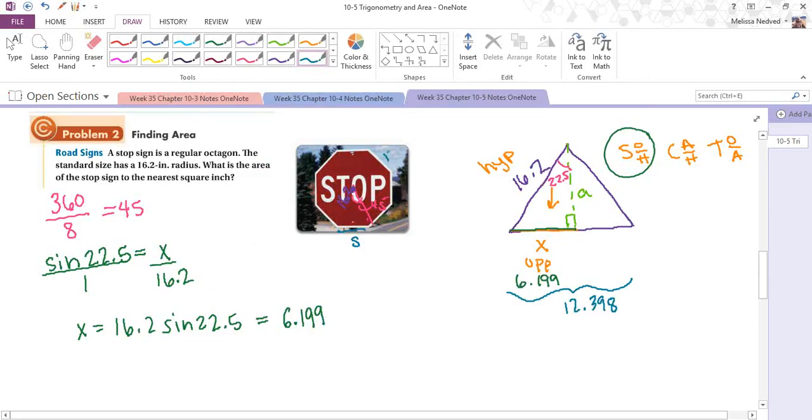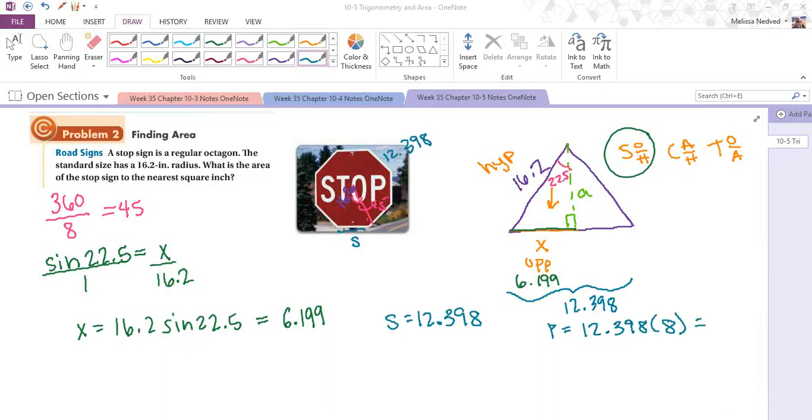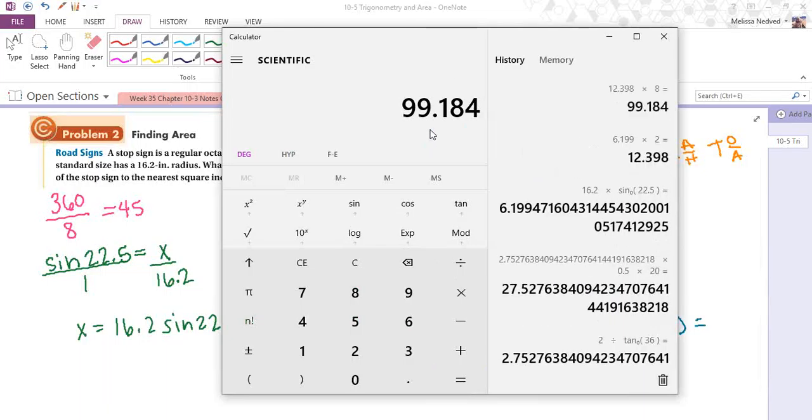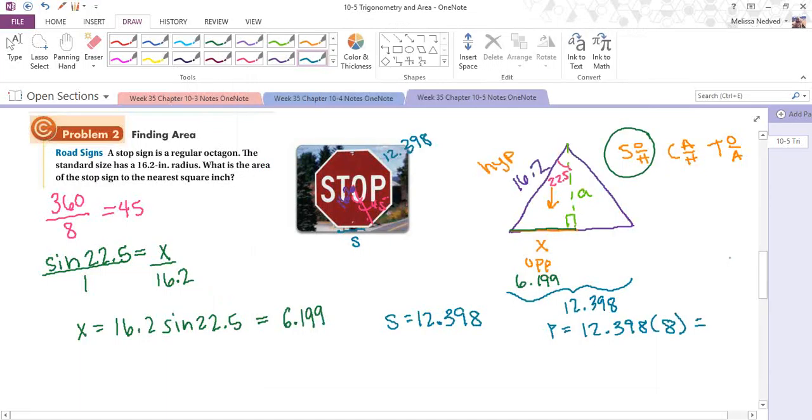So that's like saying any one of these sides is about 12.398 inches long. So my perimeter then is going to be that side length, 12.398, times the number of sides I have. It's an octagon, so I've got 8 sides. 12.398 times 8. My perimeter is about 99.184. I might have to squish it in here. And we'll use that here in a second when we find our area.